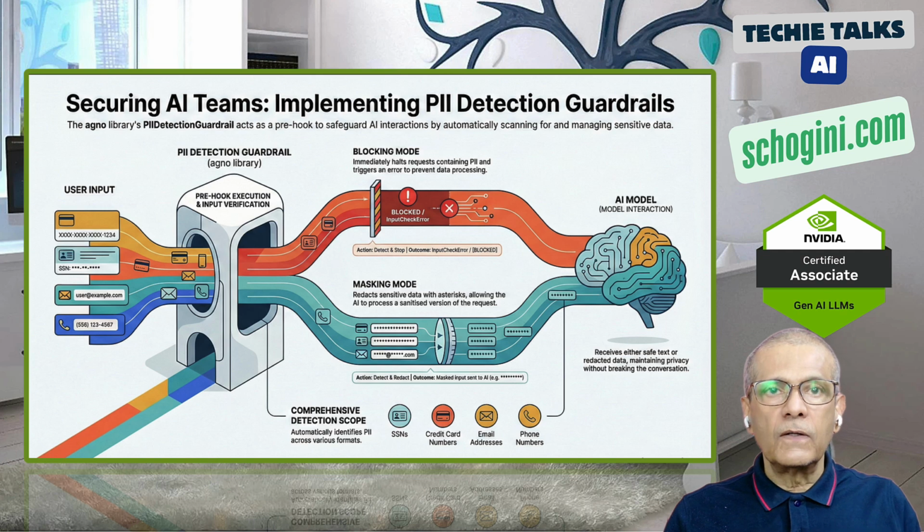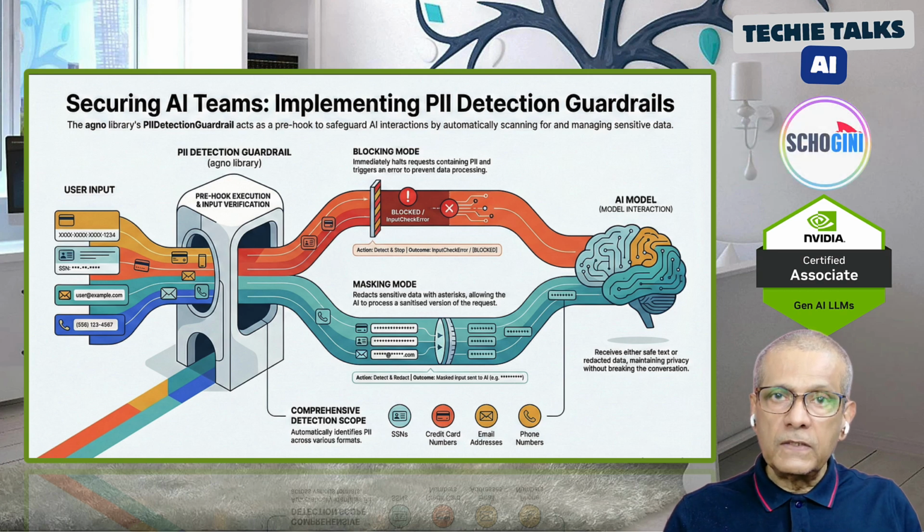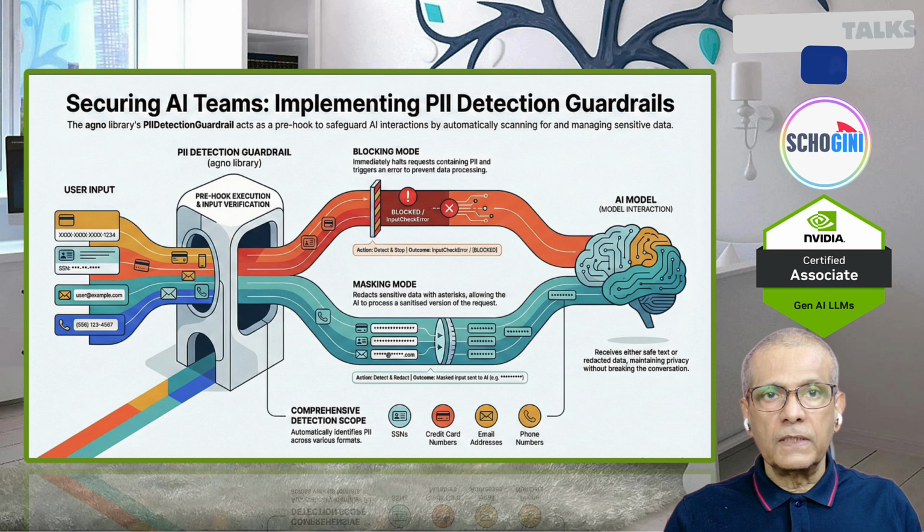Today we are venturing into one of the most serious and high-stakes corners of AI: privacy and PII protection, personally identifiable information protection inside agentic systems. Because here is the uncomfortable truth. Most users don't realize that everything they type into an AI, emails, phone numbers, credit cards, SSN, medical info, can be stored, logged, or misused if the system is not protected.